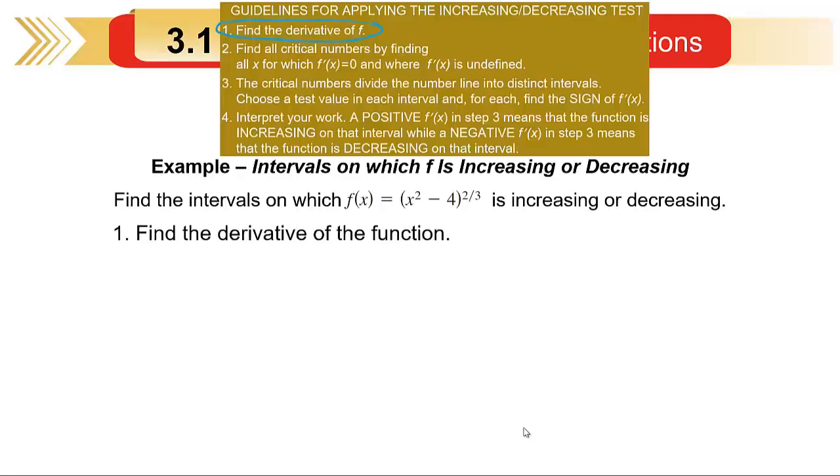The derivative is going to be, by the chain rule, or in this case what I sometimes call the general power rule: you bring the 2/3 out front, you write the base down, you subtract 1 from 2/3. 2/3 minus 1 is 2/3 minus 3/3, and that is -1/3. And then you multiply by the derivative of the base. The base is x squared minus 4. The derivative of that would be 2x.